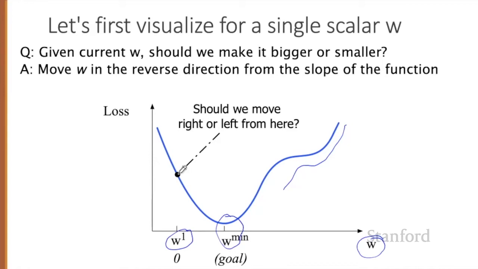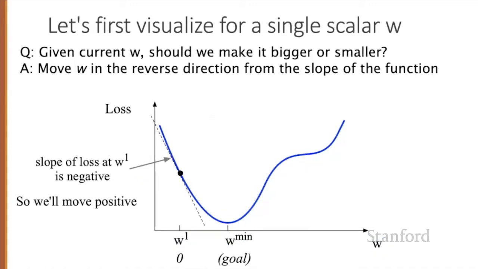So if we're starting here at the place where W is 0 on the loss function, we want the algorithm to tell us, should we be moving to the right or should we be moving to the left? If we move left, we mean that W super 2 should be smaller than W1. If we move to the right, we're saying that W super 2 should be bigger than W1. And we can see that the correct answer should be to move to the right. Now, the gradient descent algorithm answers this question by finding the gradient of the loss function at the current point and moving in the opposite direction.